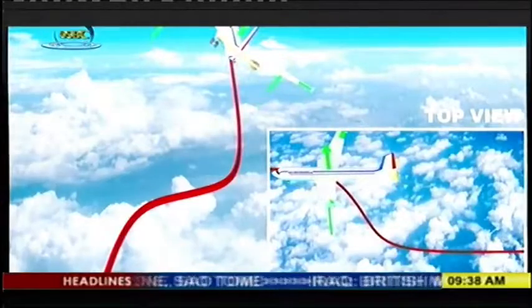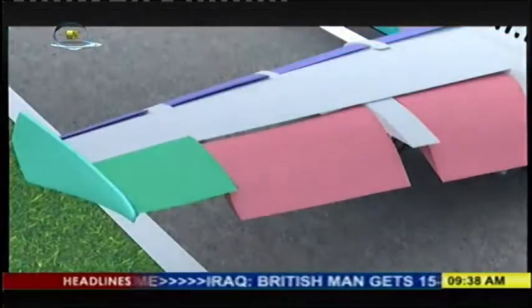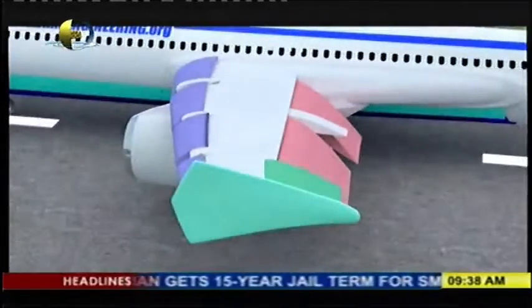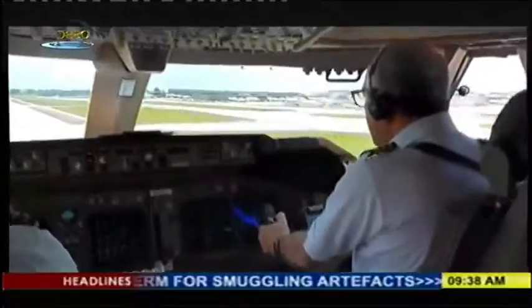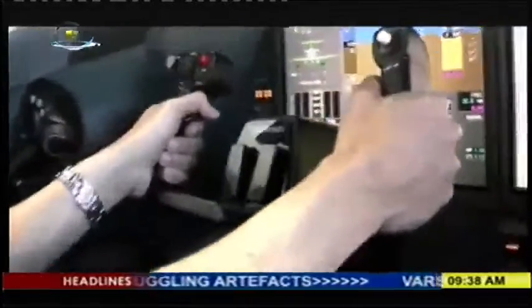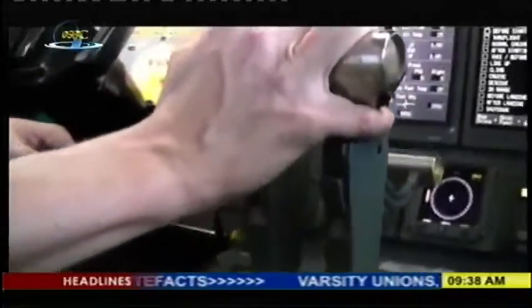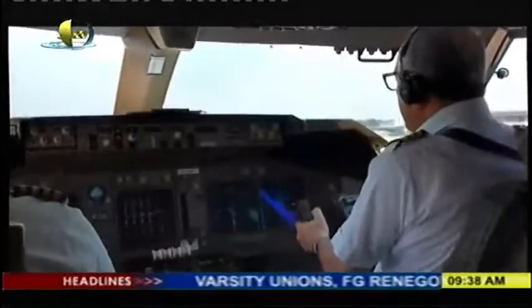All these movements of flap and other devices are controlled from the cockpit using a fly-by-wire system. You can see the different controllers the pilot uses to navigate the plane.